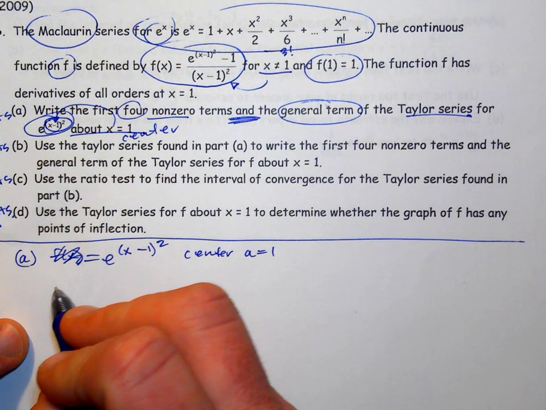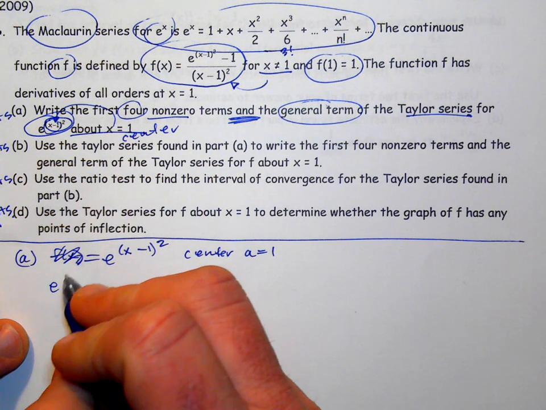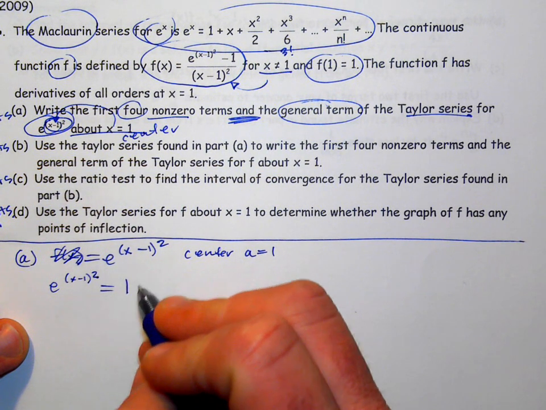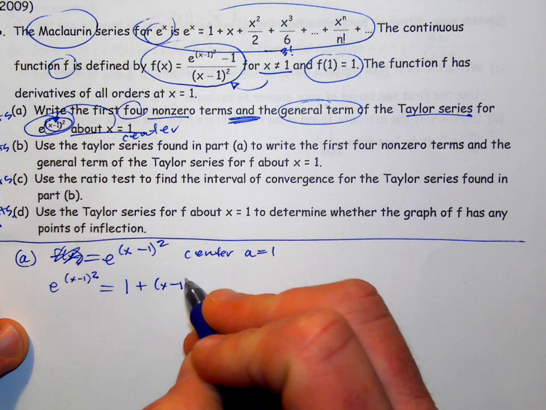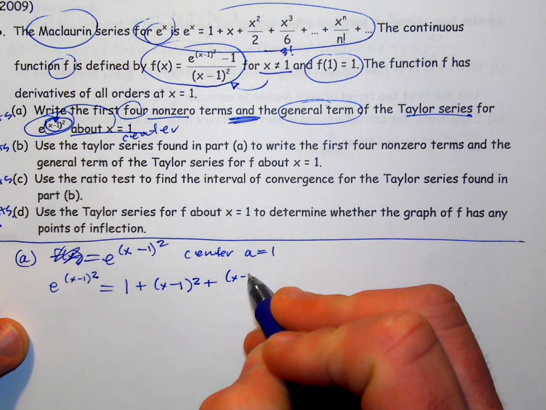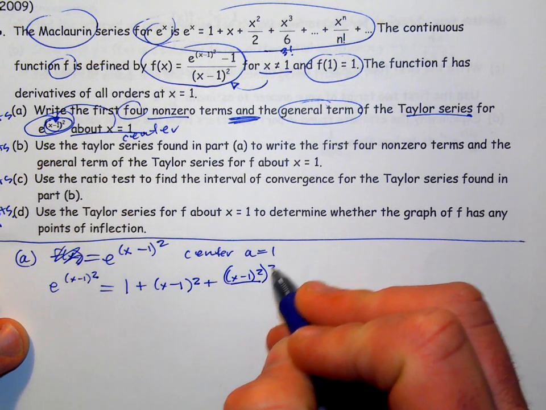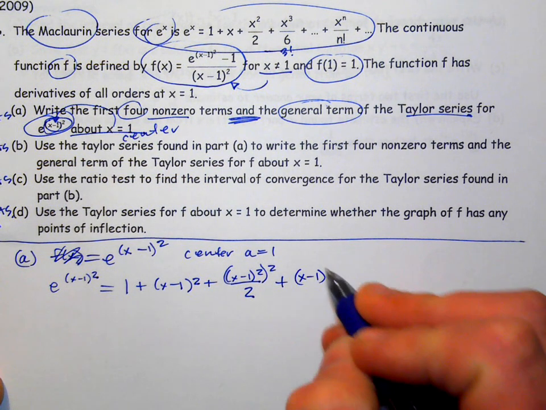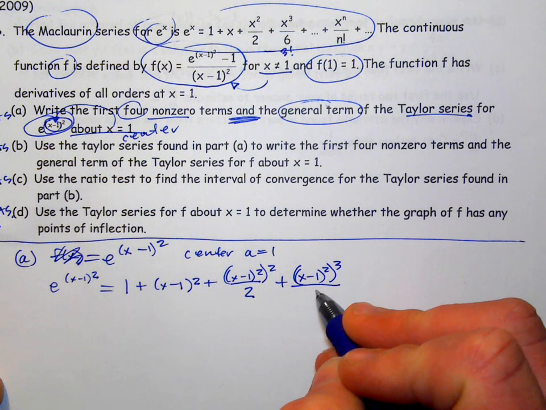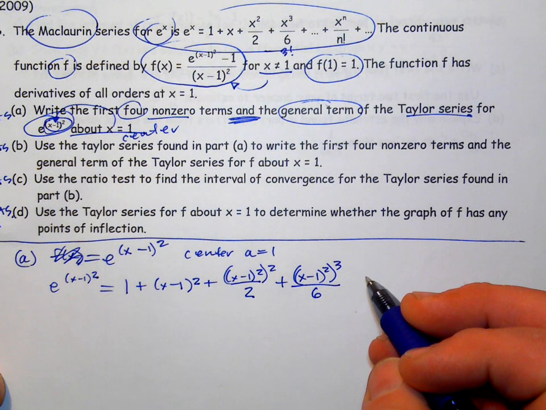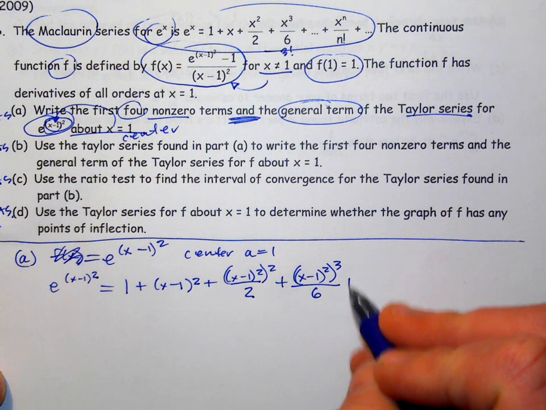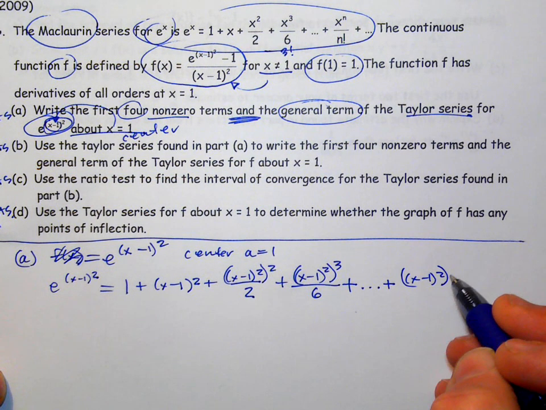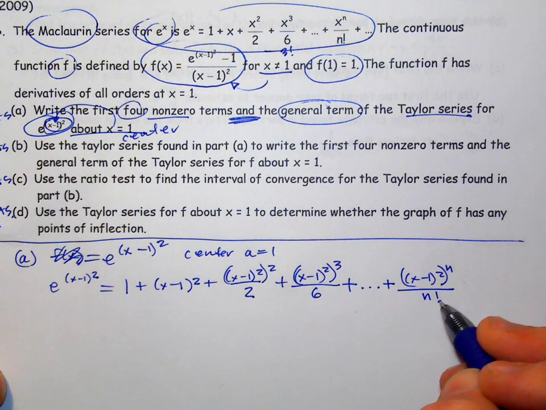So this is just kind of interesting. So that's e to the x. So for e to the (x minus 1) squared, we can plug (x minus 1) squared into each of these terms. So it's going to be 1 plus (x minus 1) squared plus ((x minus 1) squared) squared over 2 plus ((x minus 1) squared) cubed over 6. And it's the first 4 non-zero terms plus dot, dot, dot, plus, we're going to plug (x minus 1) squared in for x, and then to the nth power over n factorial, plus dot, dot, dot.